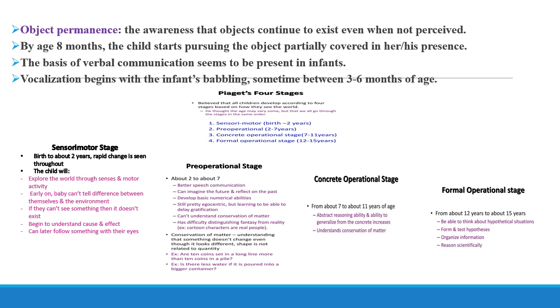Now, according to Jean Piaget, there are four stages, and he believed that all children develop according to four stages based on how they see the world. He thought the age may vary some, but that we all go through the stages in the same order. These four stages are sensory motor, birth to 2 years, pre-operational stage, 2 to 7 years, concrete operational stage, 7 to 11 years, and formal operational stage, 12 to 15 years. This is very important for you to understand as well.